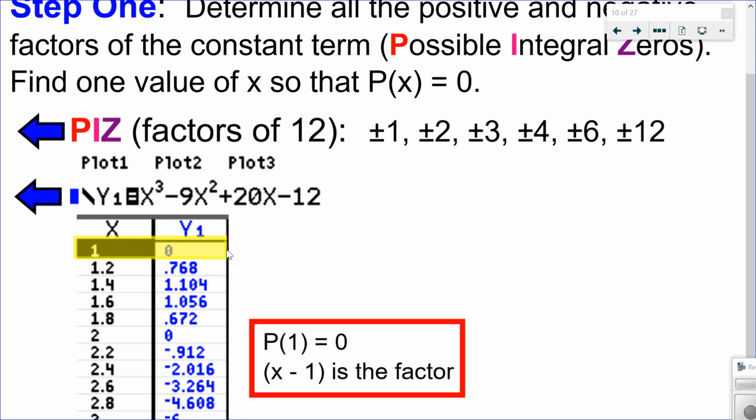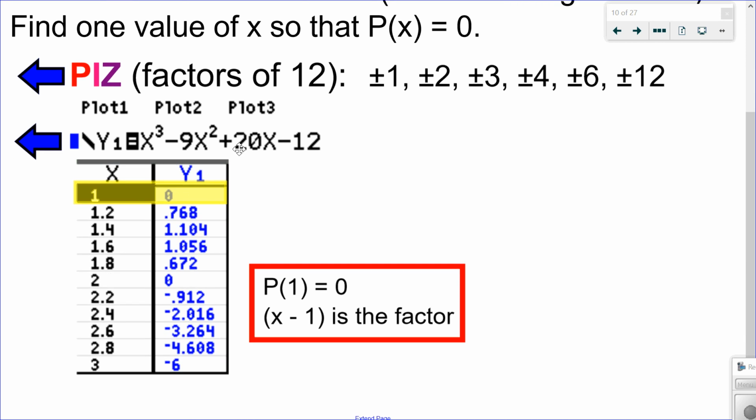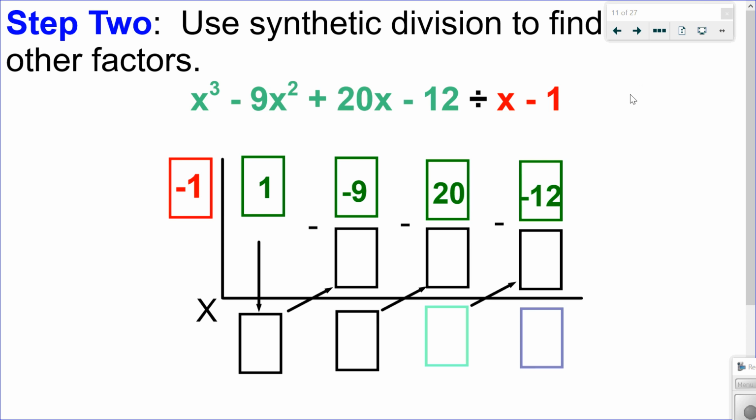So I put my equation into y1, and then I look into my table for one of those potential integral zeros and find one that works. So I find one that works here, p of 1 equals 0. So that means if 1 is the root, x minus 1 is the factor. So I'm going to use synthetic division to find the other factors. So I'm going to take my cubic polynomial and divide it by my binomial factor.